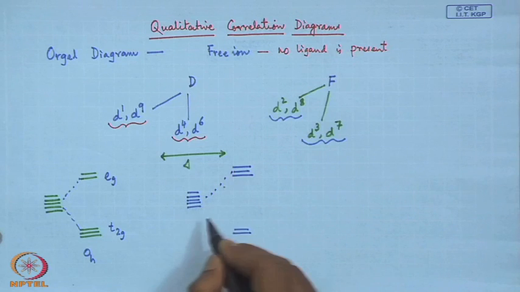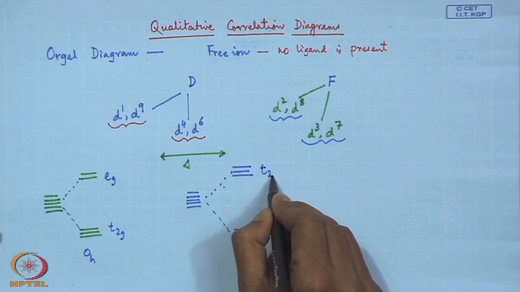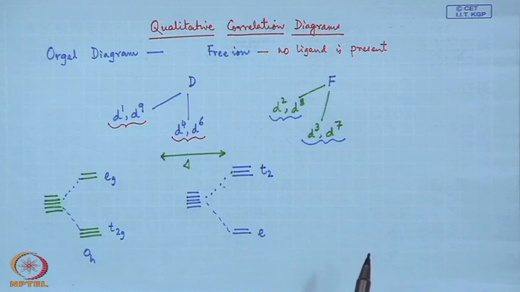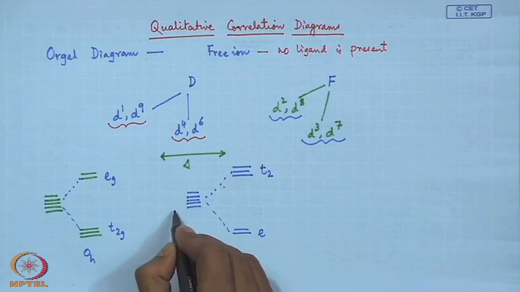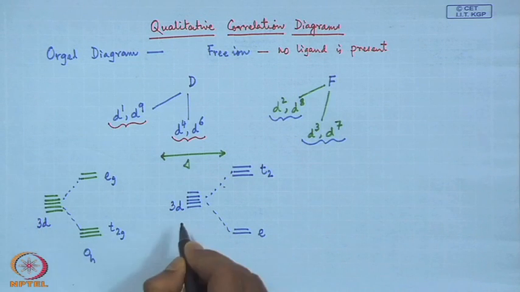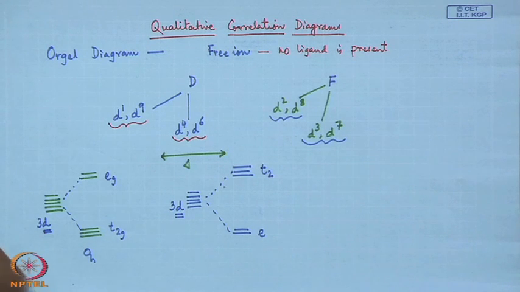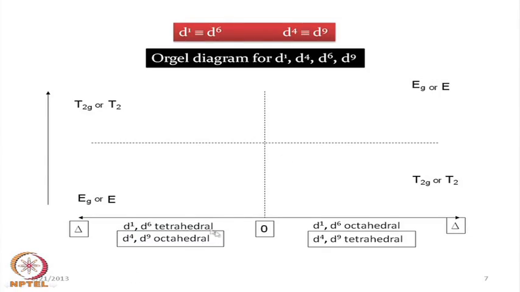So, we will have the E set as the ground state and the T2 set as the excited state. The same thing happens when, instead of d orbitals, we have d states, so they have the similarity. So, if these are the octahedral ones, then the other ones will be in the tetrahedral field, with the different electronic configurations on the left and on the right.